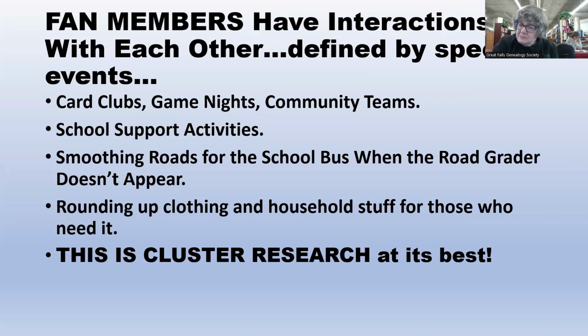Sometimes you'll see it in the newspaper. It won't always be there all the time. It'll be peripheral, but you might find it. But you need to find out what people belonged to.